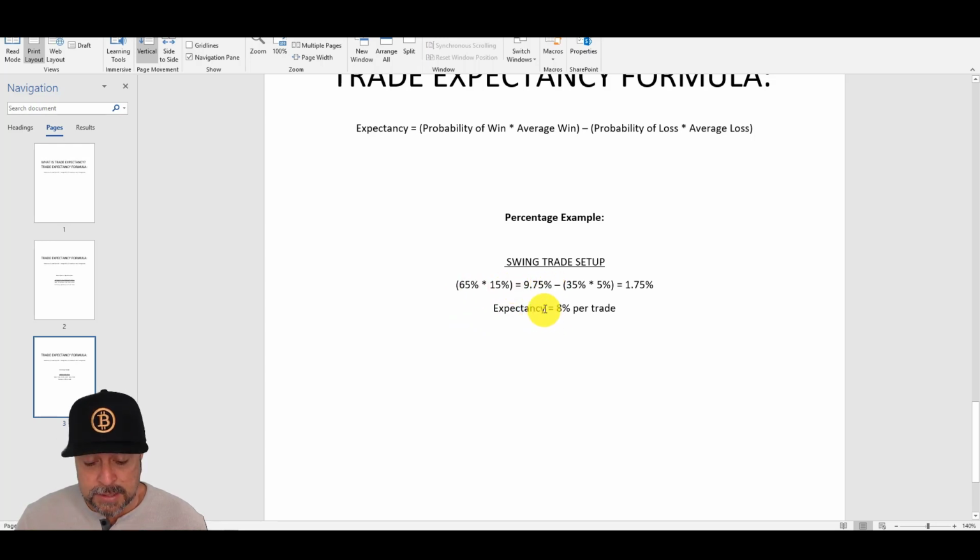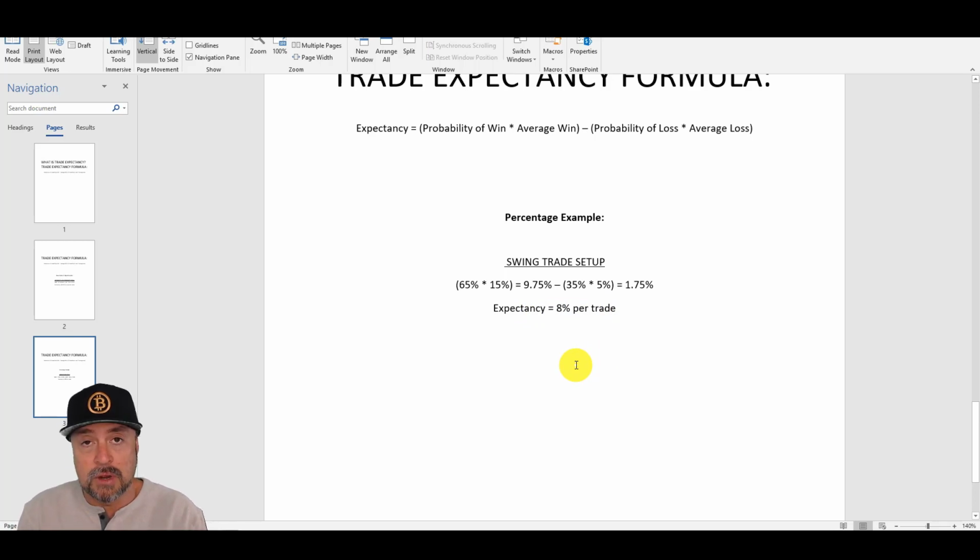Okay, that's your winners. Now, you lose 35% of the time, and those losers are about a 5% loss on average. So 35% of 5% is 1.75%. So again, it's the same formula, you're just using percentage terms. 9.75% minus 1.75%. So that gives you an expectancy of 8% per trade on that particular swing trade setup.